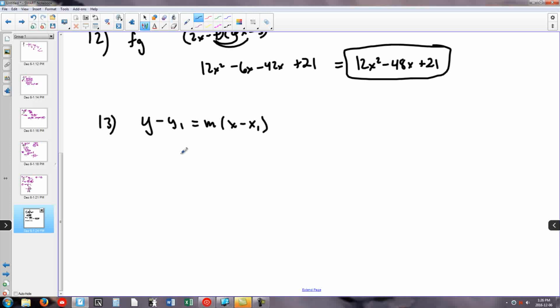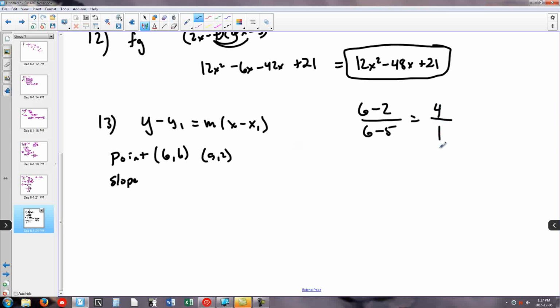So the problem with this equation is you need a point and you need a slope. So let's say I pick a point like 6, 6. They gave us 6, 6 and 5, 2. You could use either one of those. The problem is we do not know the slope. So we have to find the slope first by doing the y change over the x change. So I'm going to take 6 minus 2 over 6 minus 5. You could do 2 minus 6 over 5 minus 6, but you just make sure you do the change in y over change in x. That is a change of 4 over a change of 1. So my slope will be 4.